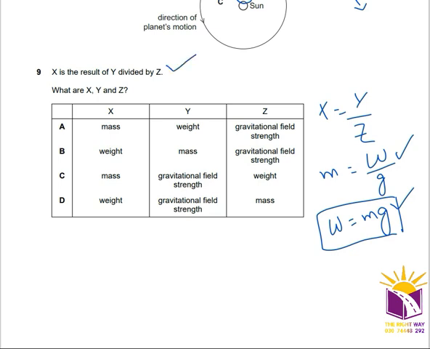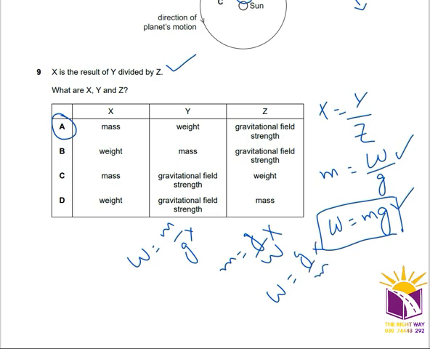X is the result of y divided by z. So A is the right option. You can also check the other ones: W is equal to M by G, which is wrong. M is equal to G by W, which is also wrong. W is equal to G by M, which is also wrong. So the first one is the right option.